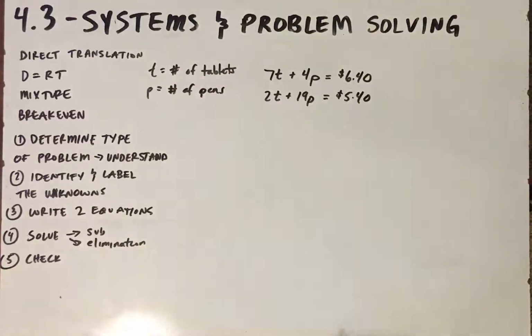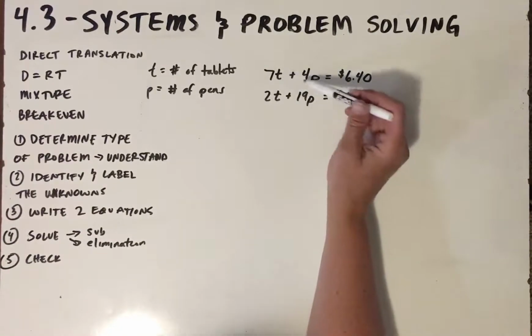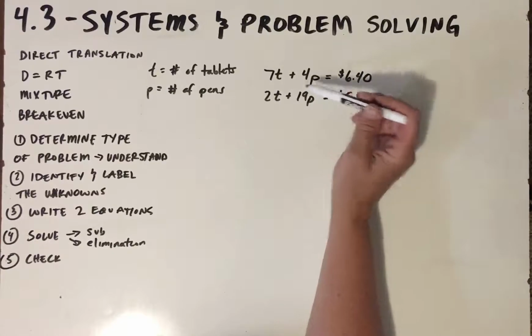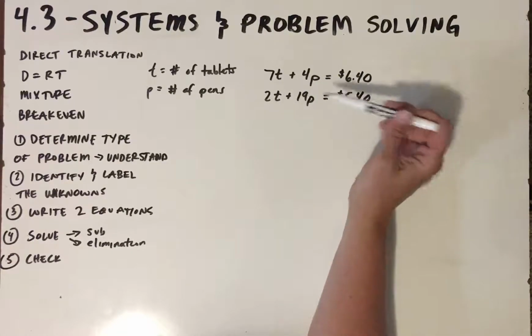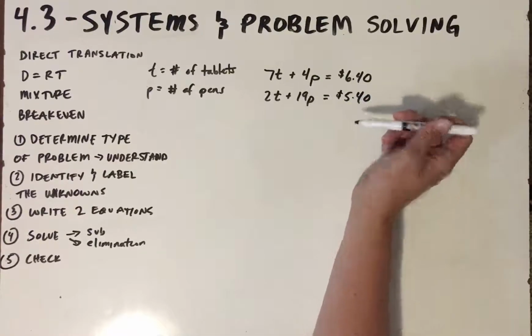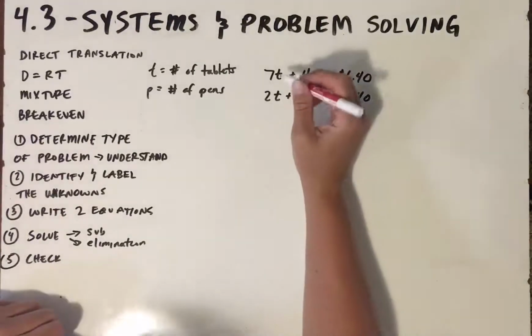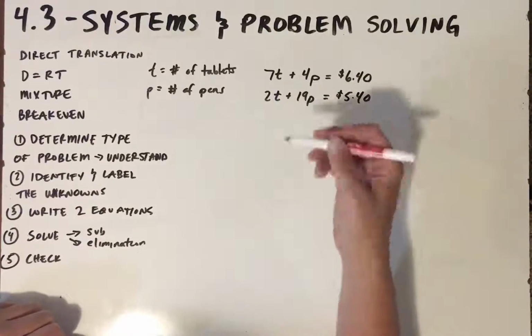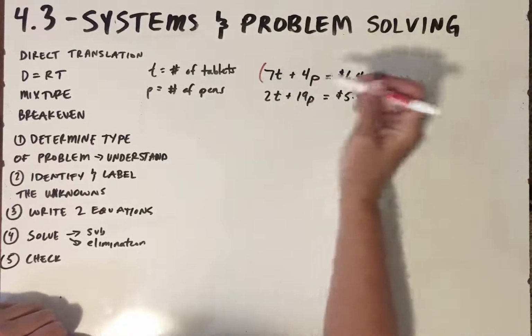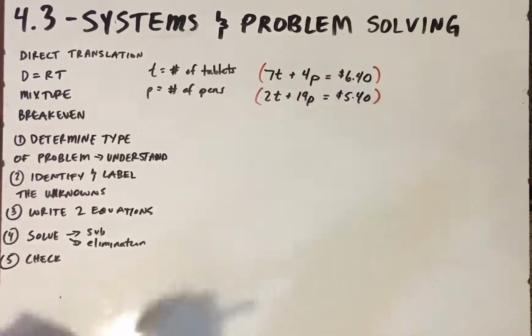So how many pens? All right, so 7 tablets and 4 pens is $6.40. 2 tablets and 19 pens is $5.40. So find the price of each. Well, this problem, the way that it's set up, lends itself to elimination. None of this would be pretty if I tried to start dividing things and solving for P or T or whatever. So we need to make T's opposites.